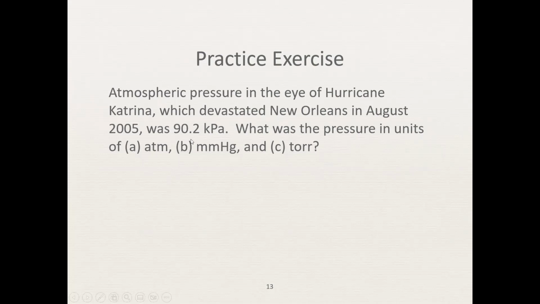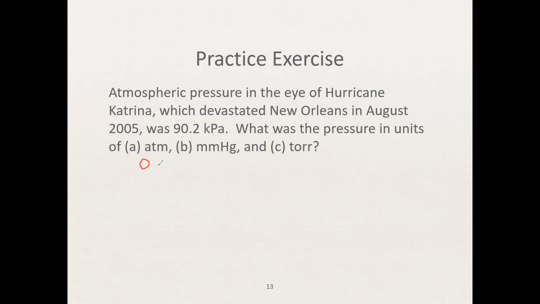So what we did see with Hurricane Katrina is that the atmospheric pressure in the center of that hurricane was just over 90 kilopascals. So if we want to convert these to atmospheres or millimeters of mercury or torr, we can do the exact same thing we just did on the previous one. Since these are unit conversions, I'm just going to give the answer. So if you want to pause it so you have time to work on it on your own, you can. But just to make sure that you get the correct answers, I'm going to put the number under the unit.